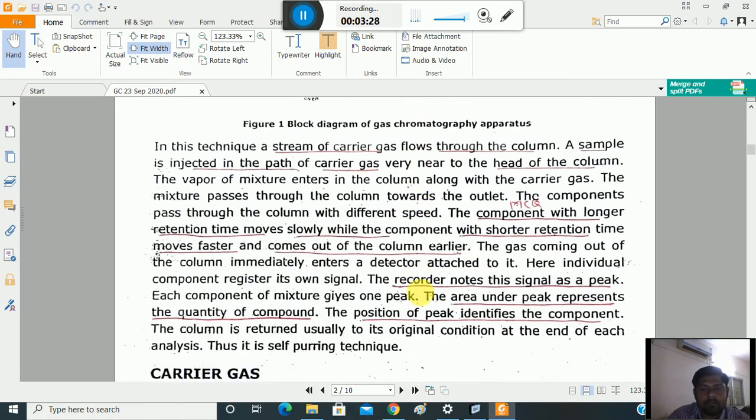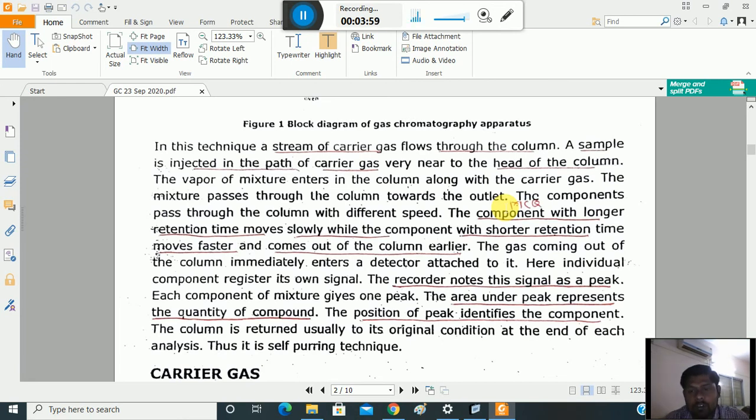Here are some points. The main points in this technique: the stream of carrier gas, that is the mobile phase, okay, flows through the column. A sample is injected in the path of the carrier gas, with the inlet of the sample very near to the head of the column. Then the vapor of that mixture enters the column along with the carrier gas, and the mixture passes through the column towards the outlet, that is towards the detector, and then the results are recorded in the readout devices.